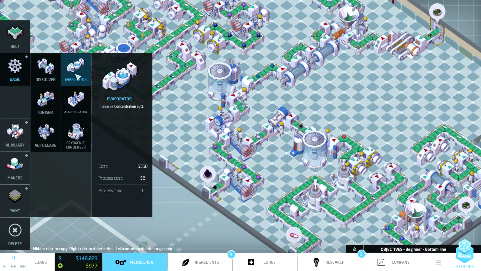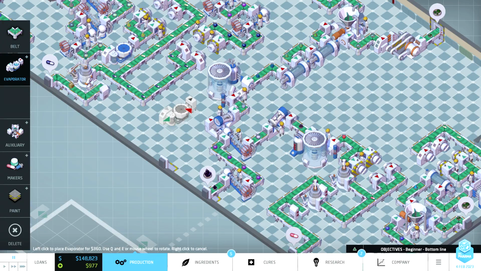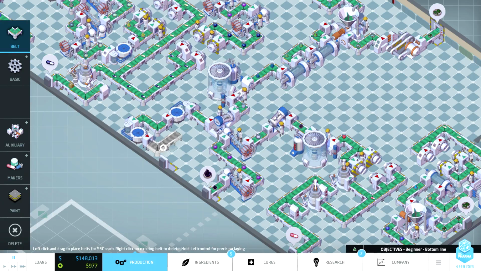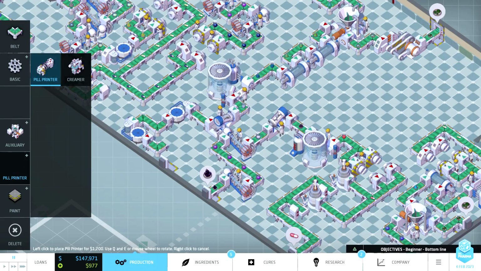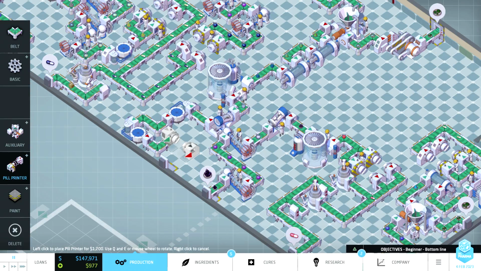So let's go evaporator. Like that. That's good. And then another evaporator like that. It's not gonna work. Let's move this guy. I need to move this guy up a little bit because I need some room for the pill printer. So we'll do that. This will come through here. Let's go up there. And this will come this way. Right. And then we'll get just one pill printer. Should do it. Well, we had two there before, but I think one will be enough for our purposes.